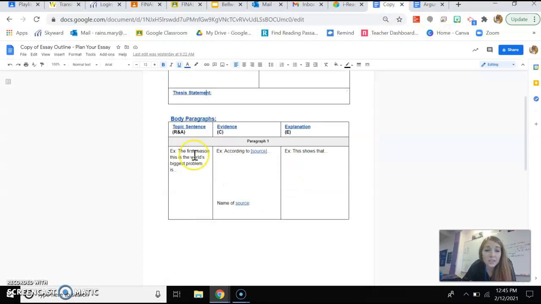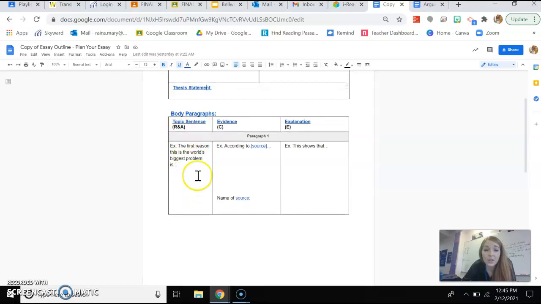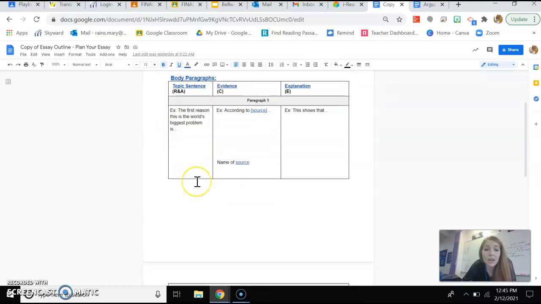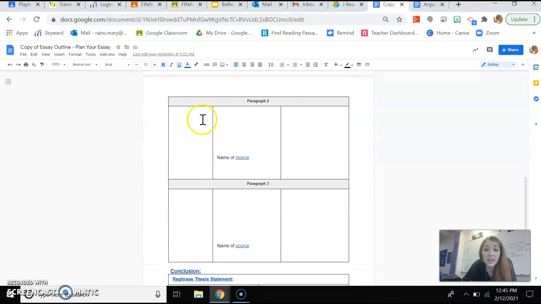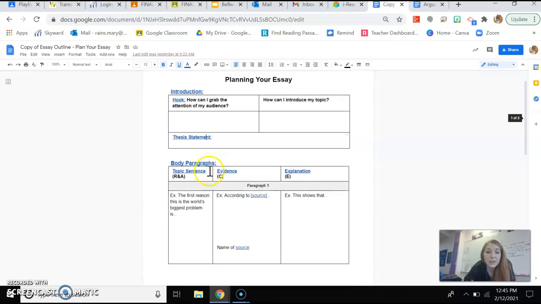On this one, it's the same thing. It would be right here, essentially, and I'll get to why it says RNA here in a second. And then second paragraph would be right here, and third paragraph would be right here.